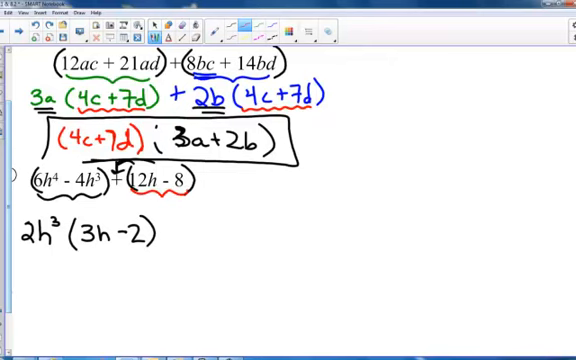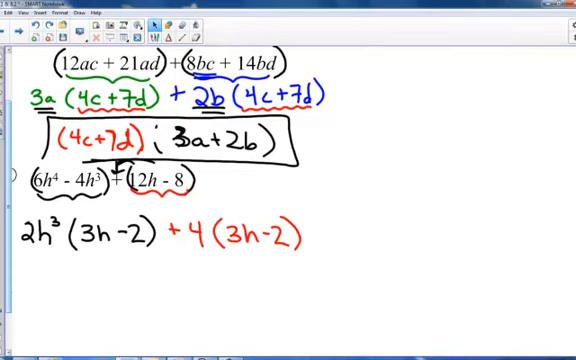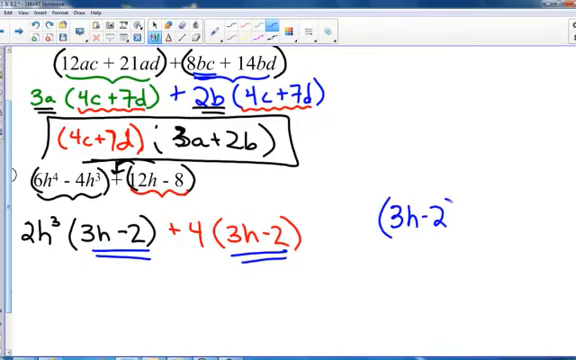Greatest common factor here, 4. Left over, 3h minus 2. Isn't that fancy how we keep getting the same thing in that parentheses? So 3h minus 2 is what comes out factored. And then we are left over with 2h cubed plus 4.